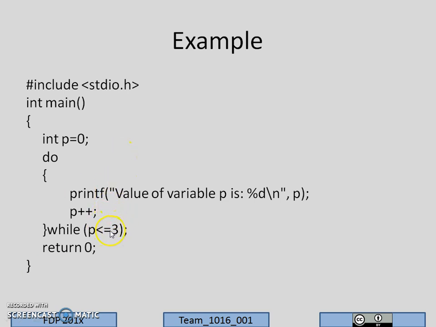Yes, due to the equals to 3, when p becomes 3, this block is executed again and it will display value of variable p is 3. After that it will increment it by 1. p's value becomes 4 and now it will come out of the loop because the condition is not true, and it will execute return 0. So tell me what will be the output of this program? Yes, so the output is 0, 1, 2, 3.